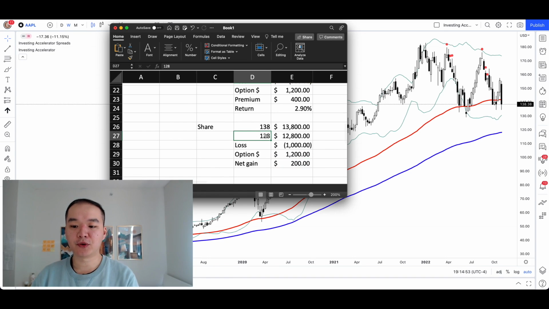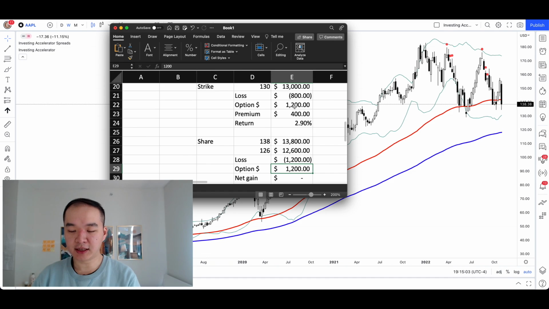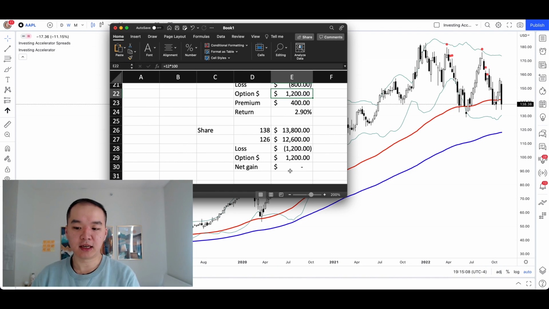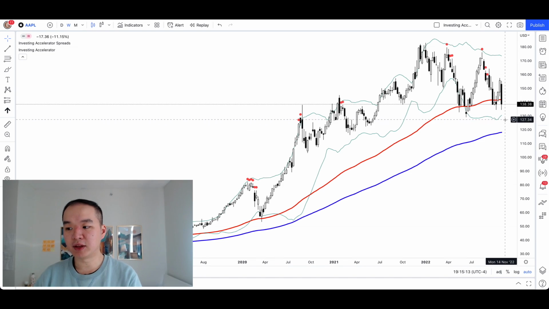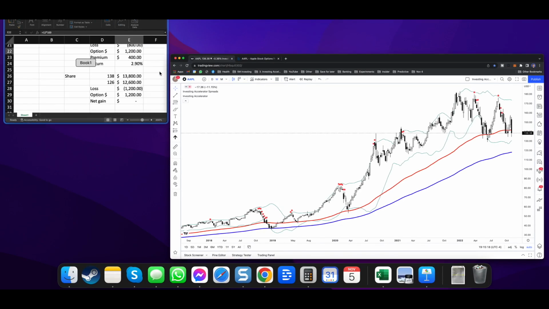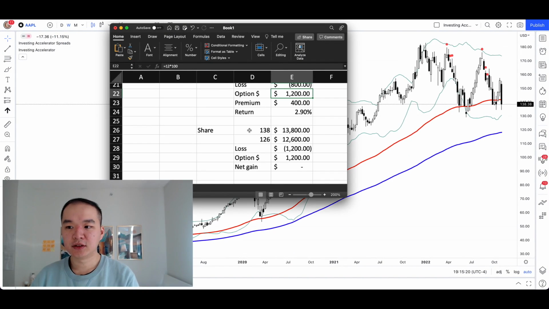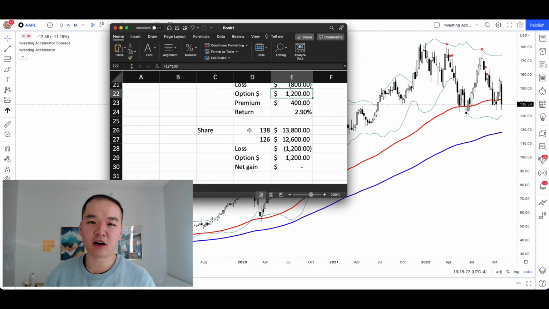Now, if it drops more, like 126, then this is when you break even. So at 126, your loss for the option is 1,200, and your option premium gain, the reward you got, is 1,200. So then net, if Apple drops below 126 within the next 30 days, then that's when you would lose money with a covered call strategy. So that is really the basics of covered calls and how you can lose money with covered calls.